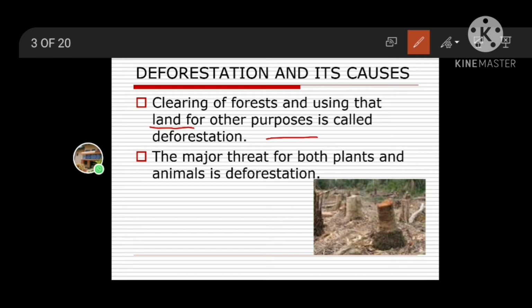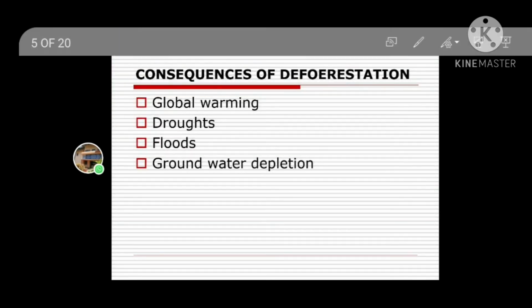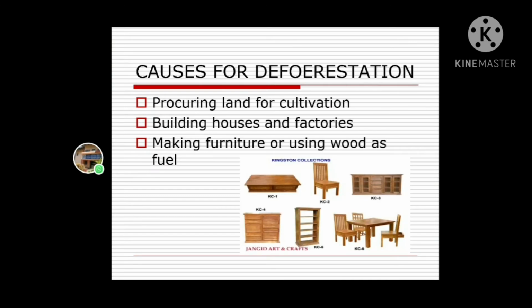Deforestation is a major threat for both plants and animals. If deforestation takes place, the plants and animals both will be affected. In what way they will be affected, we will learn next. Deforestation is mainly done to procure land for cultivation, building of houses and factories, and making furniture or using wood as fuel. Also we may use the trees' wood for making furniture. So these are the major causes for deforestation.